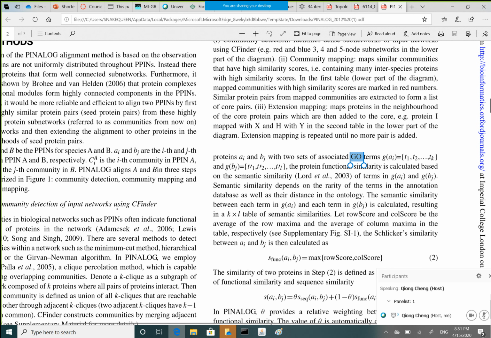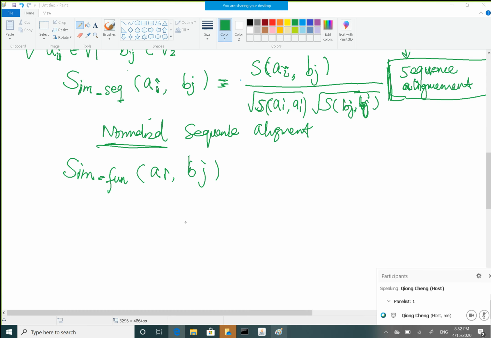Let me draw here. This corresponds to this part, right? So I go to here and demonstrate to you. This is from the function perspective: the function of protein AI and BJ, right? And how do you get this function? How do you say how similar this function could be?